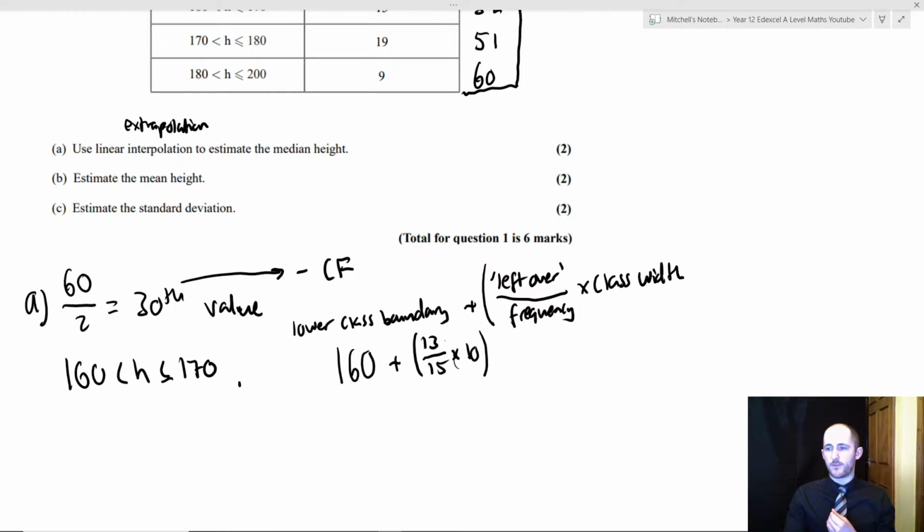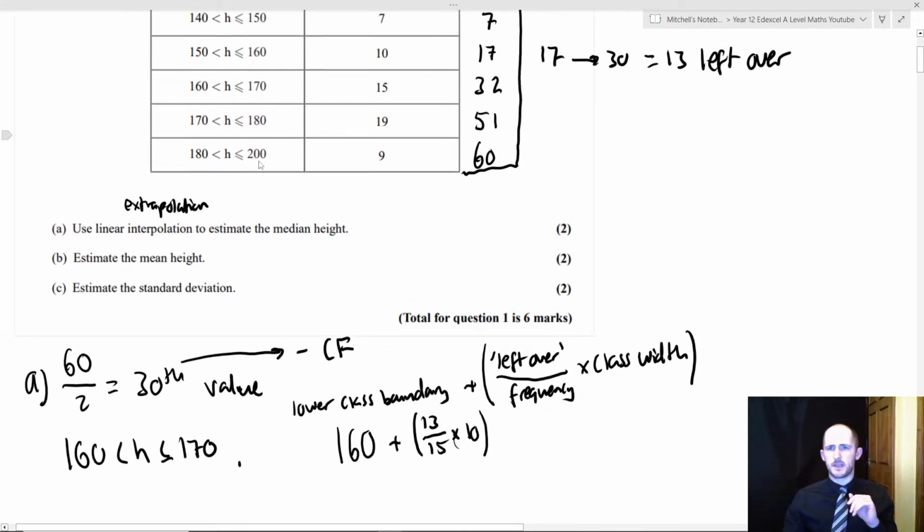So let's think about what this formula is actually telling me, okay? Because this might seem a bit weird. What we're saying is we go up to the lowest class boundary, so 160 centimeters, and then we're adding on the fraction of whatever's left over, right? So we have 13 left over. That is going to be 13 over 15 into this boundary, 13 fifteenths into this class. We're looking for 13 fifteenths of this class width. Okay, so that's where this comes from. 13 fifteenths of the class width.